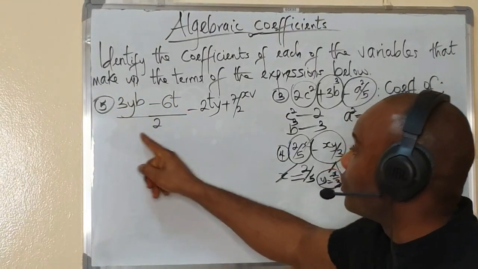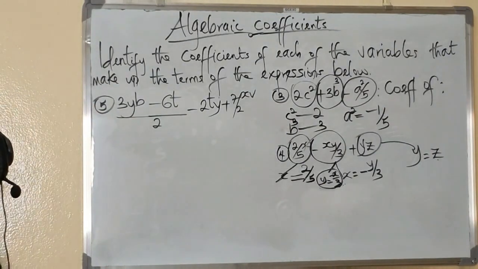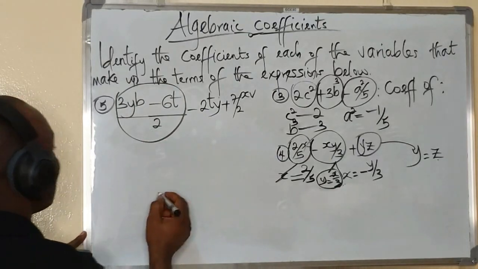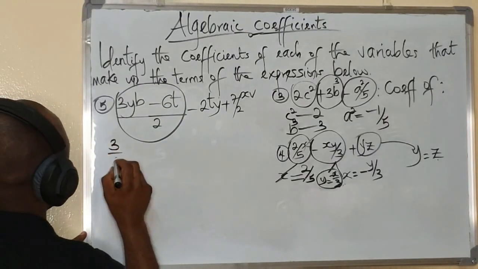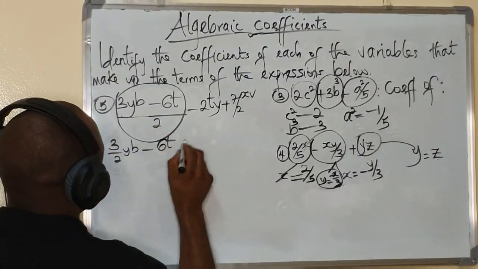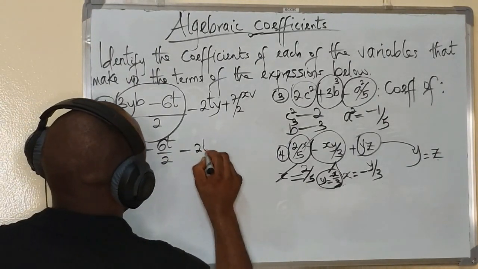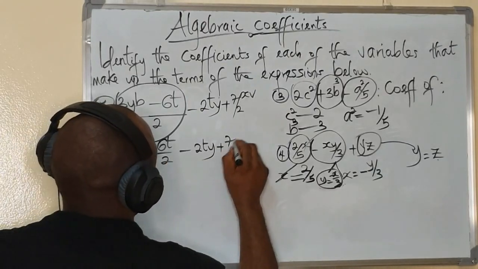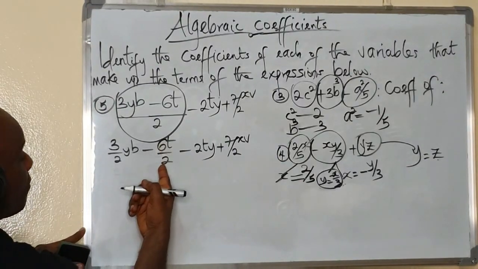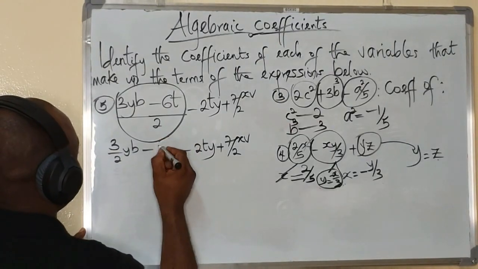For us to be able to find out what the coefficients of these variables stand for, it is good to break it down a little bit to make our work easy. This term can be broken down or simplified into 3 upon 2 of yb separately, minus 6t upon 2 separately. Did you see that? Minus 2ty plus 7 upon 2 xv. So with this it becomes easier. 6 upon 2 can be simplified further to 3, so we can just write this as 3t.